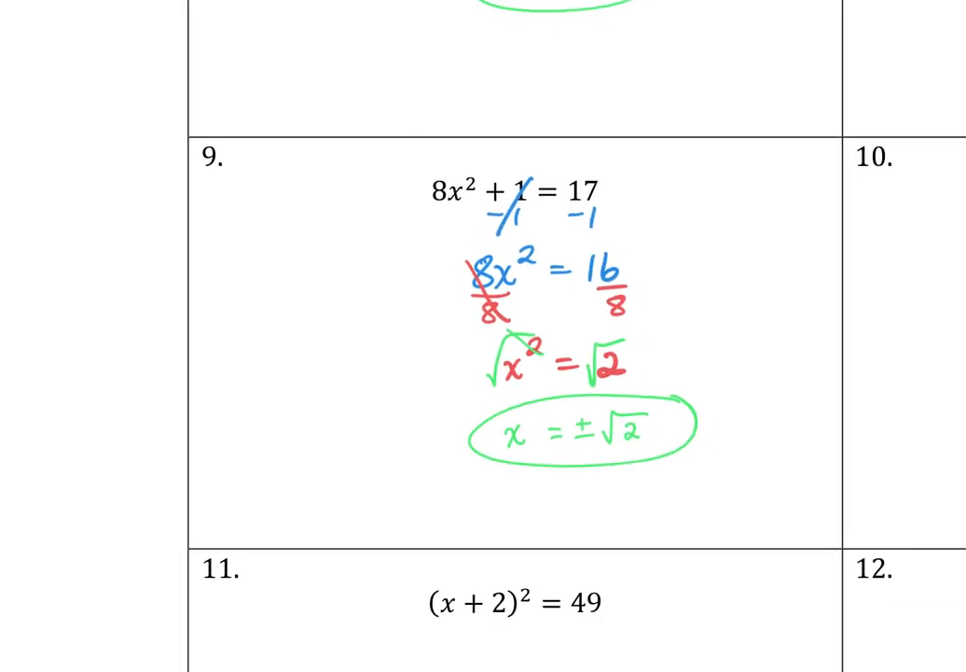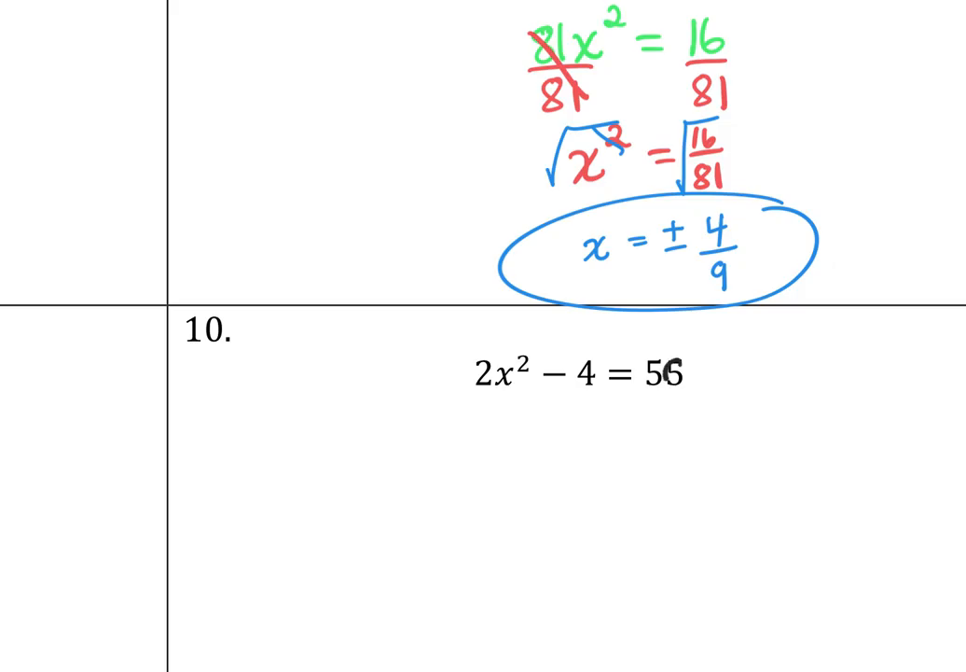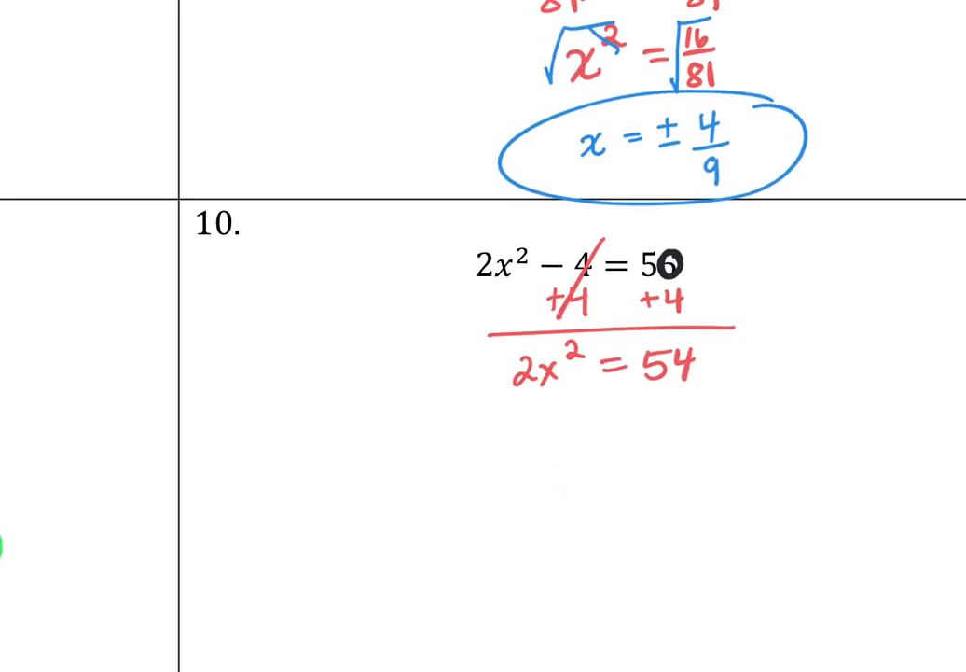All right, one more that looks like this form where it's got no bx term. Yours says 50 right here, which is what we want. So again, we're isolating the x squared first, so move over the constant, then move over the coefficient. So we're adding the 4. 2x squared equals 54. Now we're going to divide by 2.